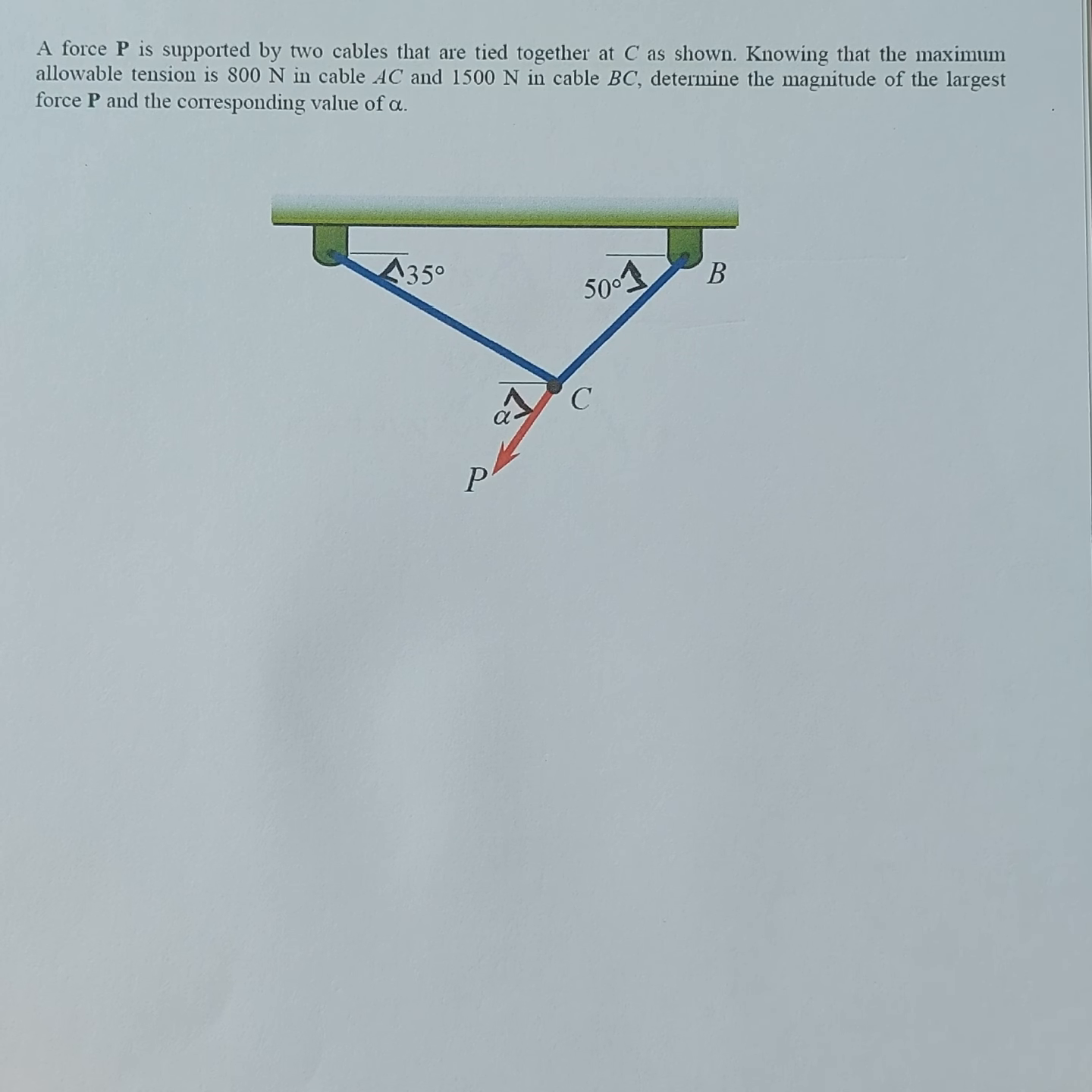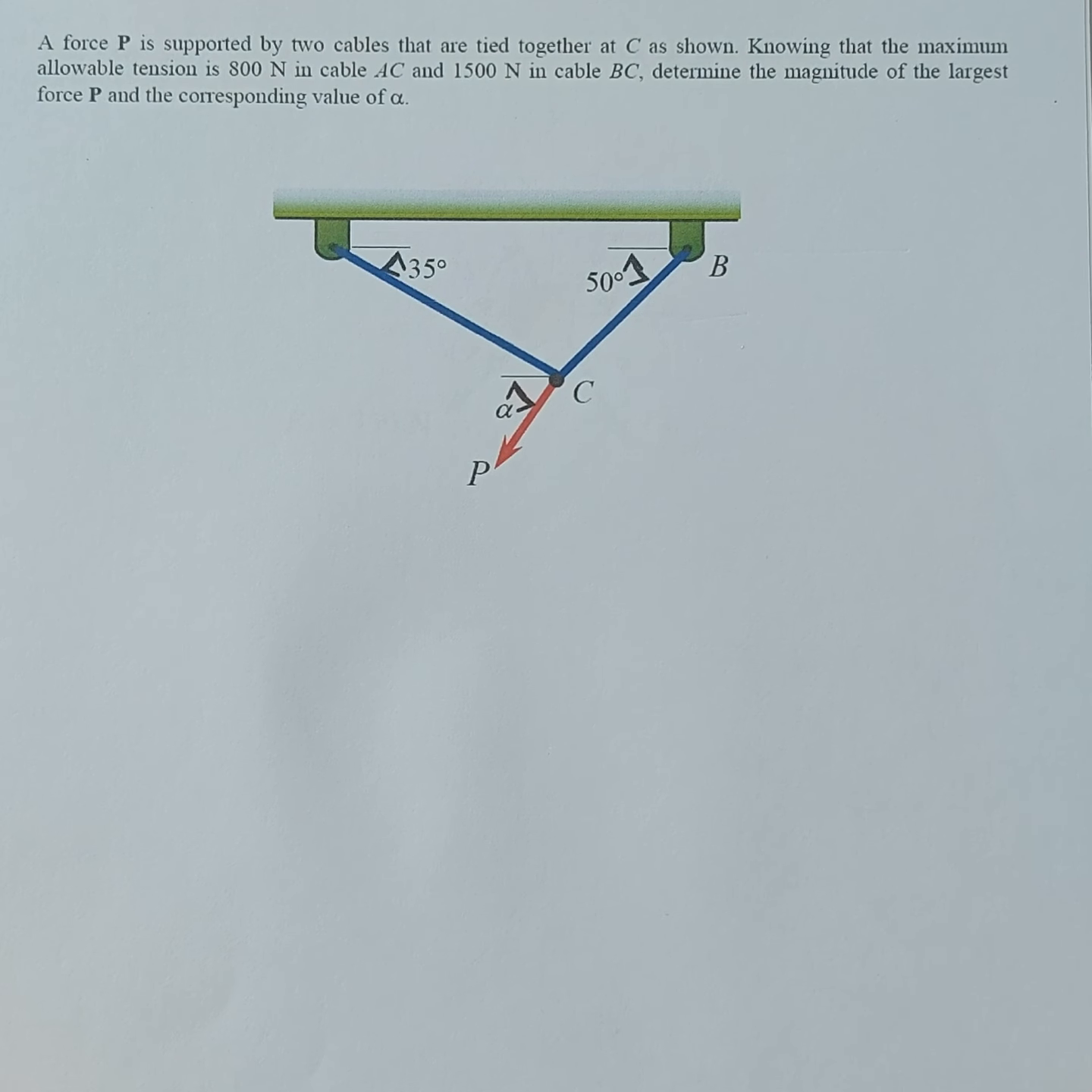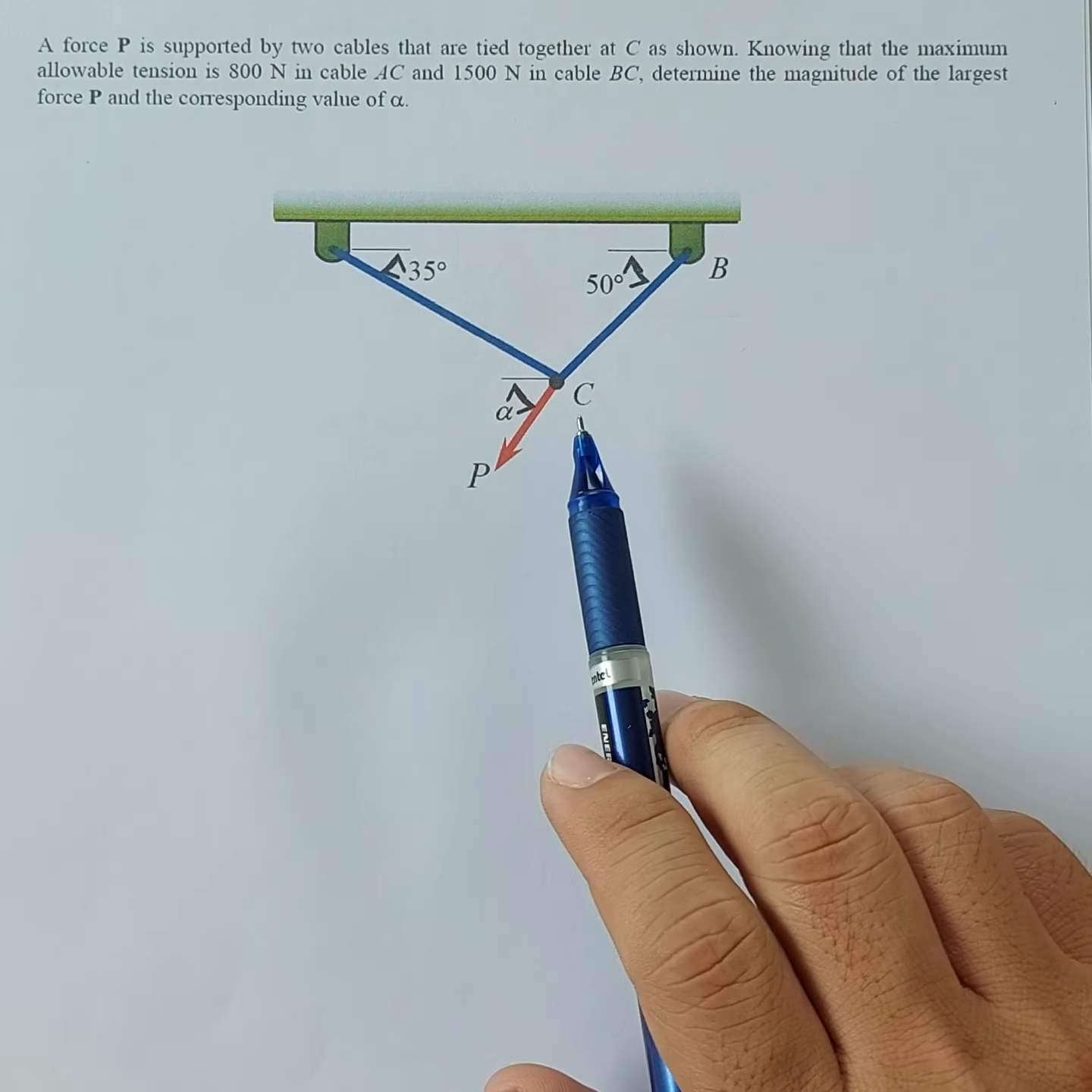Okay, let's have an example. Number 1, a force P is supported by two cables that are tied together at C as shown. Knowing that the maximum allowable tension is 800 newtons in cable AC and 1,500 newtons in cable BC, determine the magnitude of the largest force P and the corresponding value of alpha, its direction from the x-axis. Okay, so this would be our situation here.